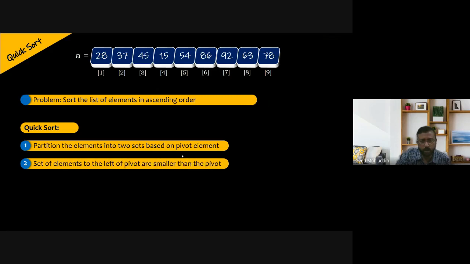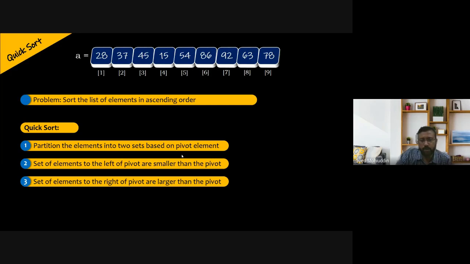So, when the set of elements is divided or partitioned according to the pivot element, all the elements to the left of the pivot will be smaller than the pivot element, and all the elements to the right of the pivot will be larger than the pivot element. This is the basis on which quick sort works. Remember, the pivot element can be any element, and it need not divide the array or collection of elements into half. So before we proceed further, let us look at what a pivot is.